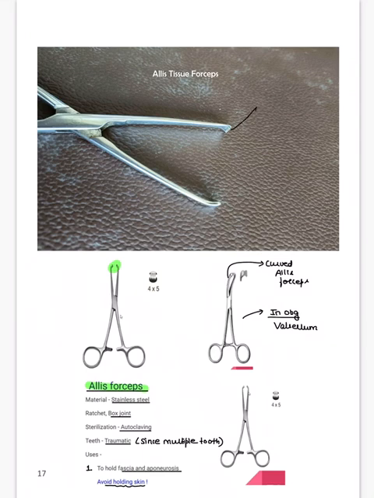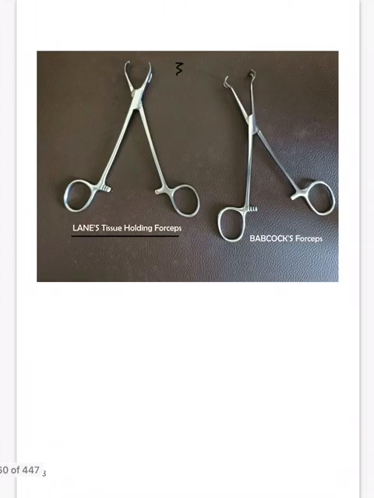Do you see the end, guys? How are the ends of this Allis tissue holding forceps? Try to see it, guys. The ends of Allis tissue holding forceps. So this is traumatic because multiple teeth are there.